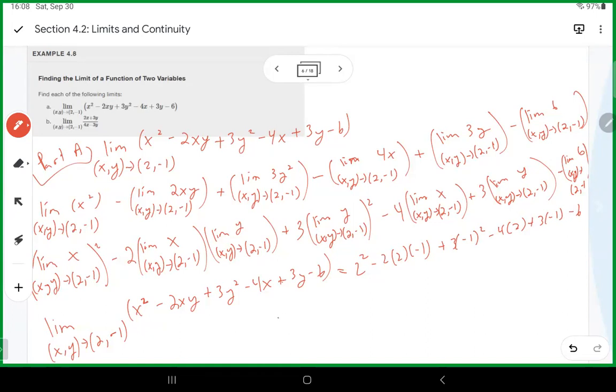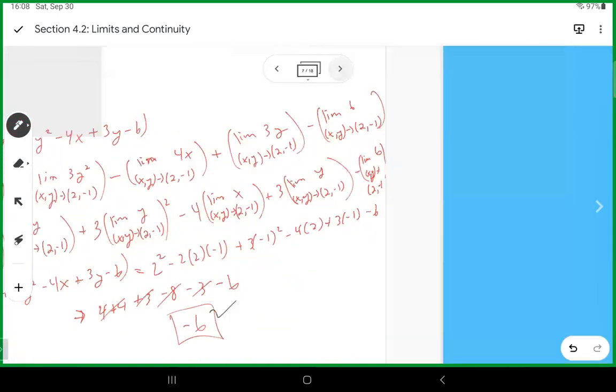And if we keep working, we get 4 plus 4. Yeah, 2 times 2 is 4 times, and then -4 times -1 is 4. And then -1 squared is 1, so plus 3. Minus 8, minus 3, minus 6. So the 8's cancel, the 3's cancel, and we're left with a limit of -6. Okay. All right, so that's that part of that problem.